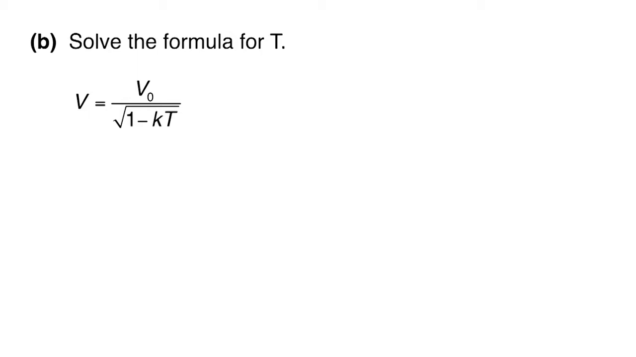B. Solve the formula for T. Once again, the formula is V equals V naught divided by the square root of the quantity 1 minus K times T. To solve for T, we need to isolate T on one side of the equation. First, we'll multiply both sides of the equation by the square root of 1 minus kT in order to eliminate the fractions.